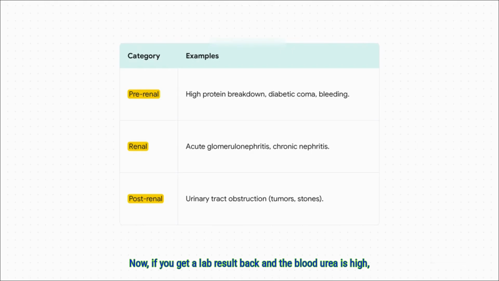Now, if you get a lab result back and the blood urea is high, that's a condition called uremia. Your first thought might be, oh no, kidney failure. But hold on. A high BUN level makes you a clinical detective. You have to ask, why is it high? Is the problem happening before it even gets to the kidney? We call that pre-renal. Or is the problem in the kidney itself? That's renal. Or is there a blockage after the kidney? That's post-renal. This pre-renal, renal, and post-renal framework is something you will use constantly.